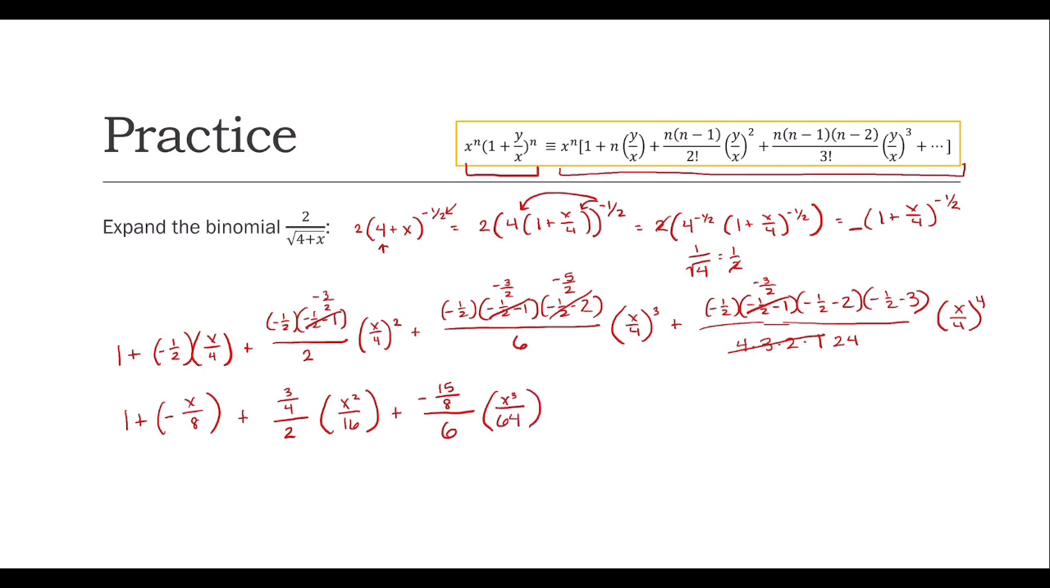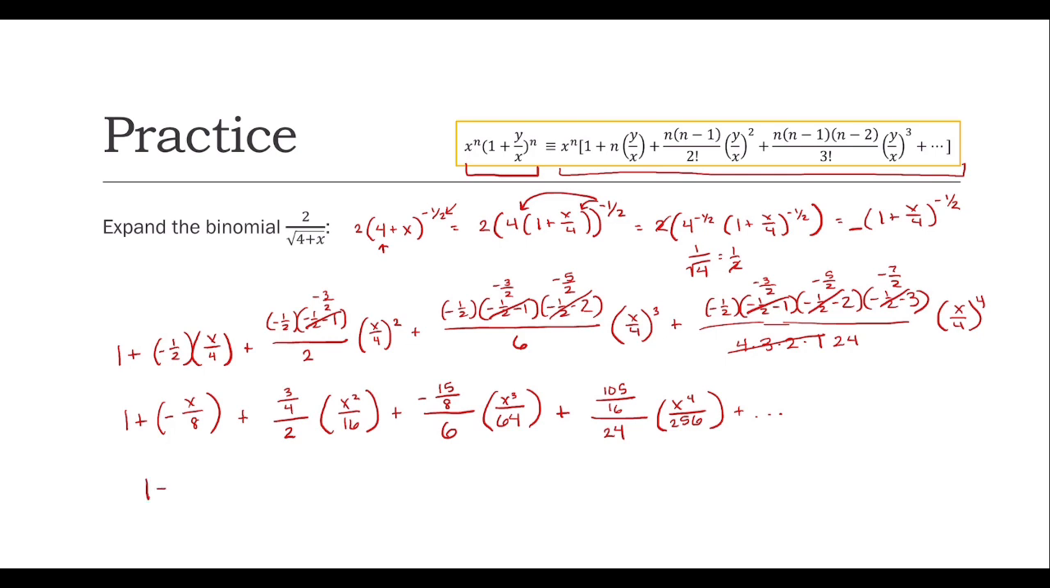Then we'll do our x to the fourth term. So this is negative 5 halves. This is negative 7 halves. So we have negative, negative, negative, negative, so that's going to become a positive. And then 1 times 3 is 3, times 5 is 15, times 7 is 105. And then we have 2 times 2 times 2 times 2, which is going to be 16. And then all of that over 24 times x to the fourth over 4 to the fourth, which is going to be 256. And then it would be plus dot dot dot, because it's technically going to go on forever.